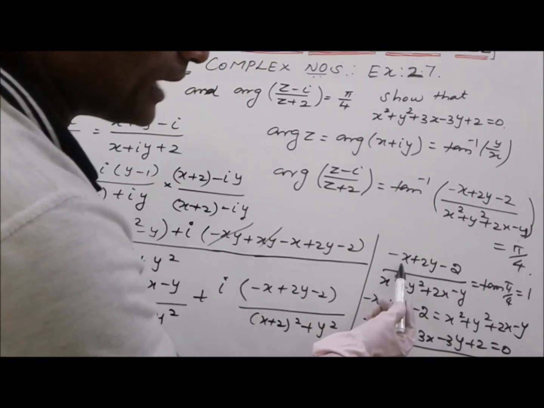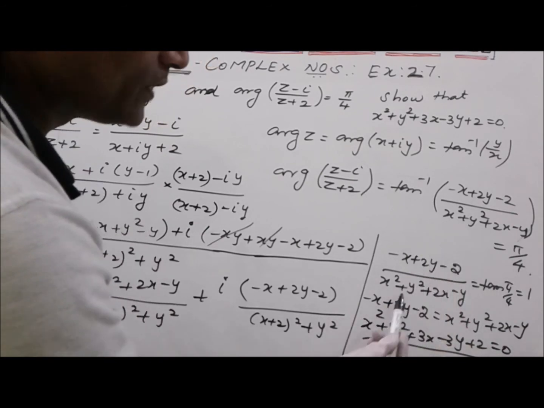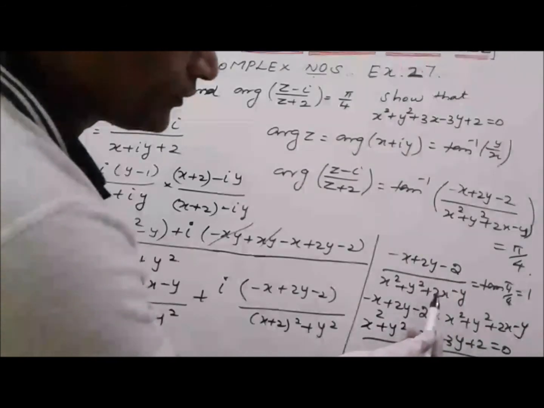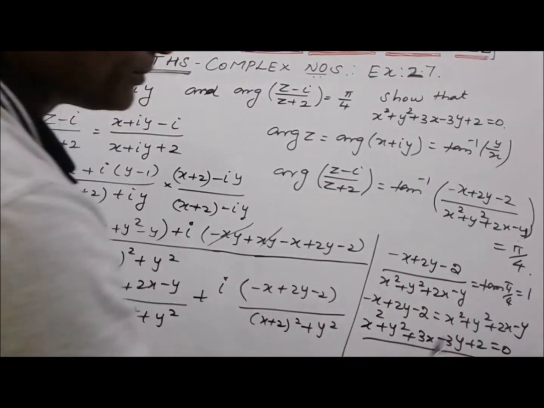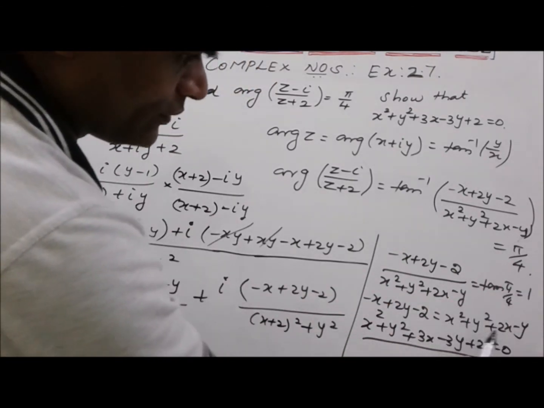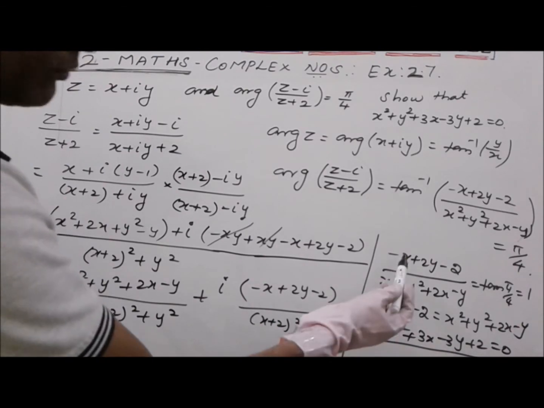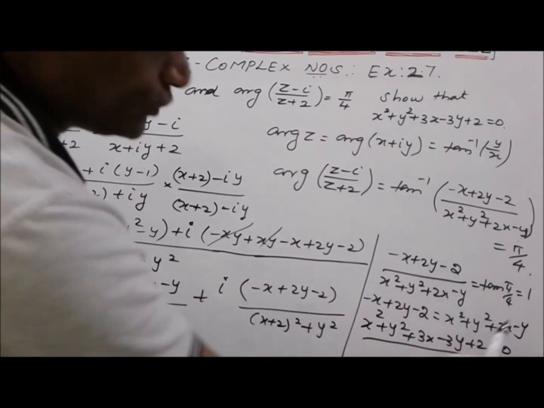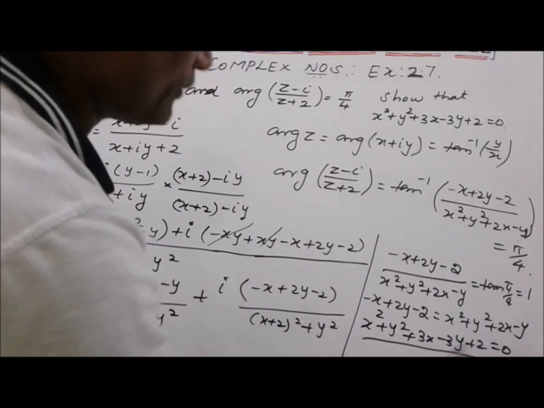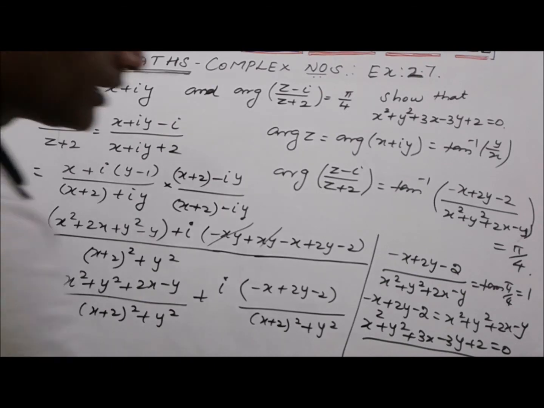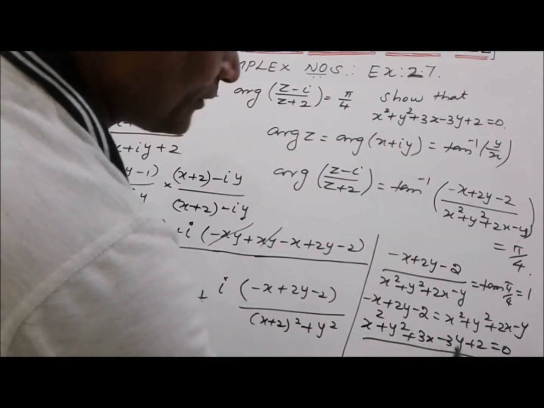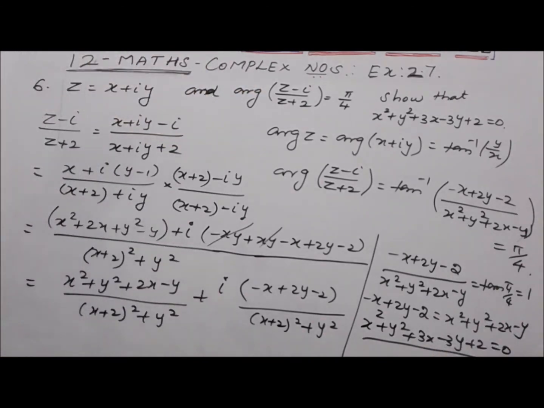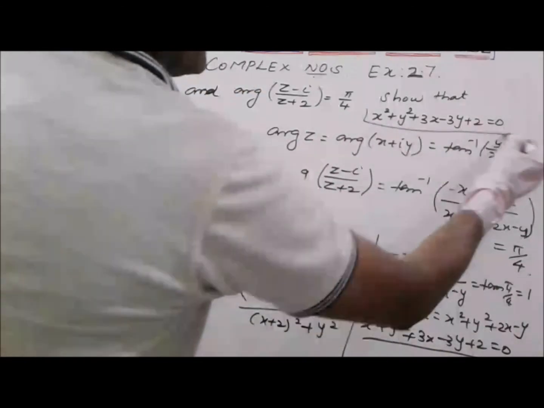The numerator has minus x plus 2y minus 2, and the denominator x square plus y square plus 2x minus y. We have 1 on the right side, cross multiplying it, minus x plus 2y minus 2 equal to x square plus y square plus 2x minus y. Now grouping on one side, we will get x square plus y square plus 3x minus 3y plus 2 equal to 0. That is our required result.